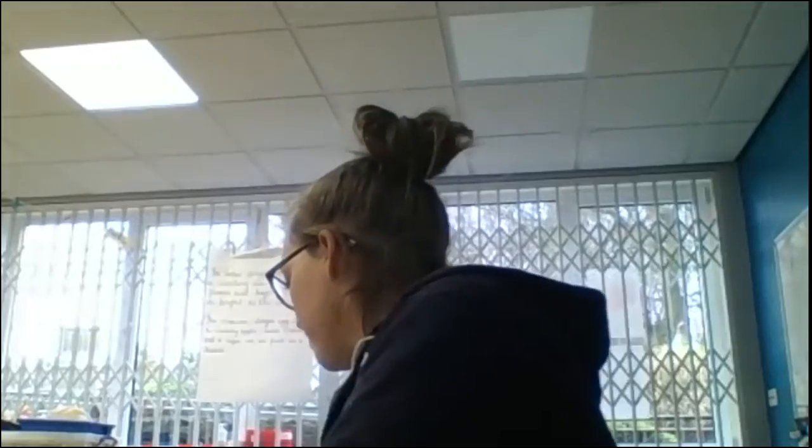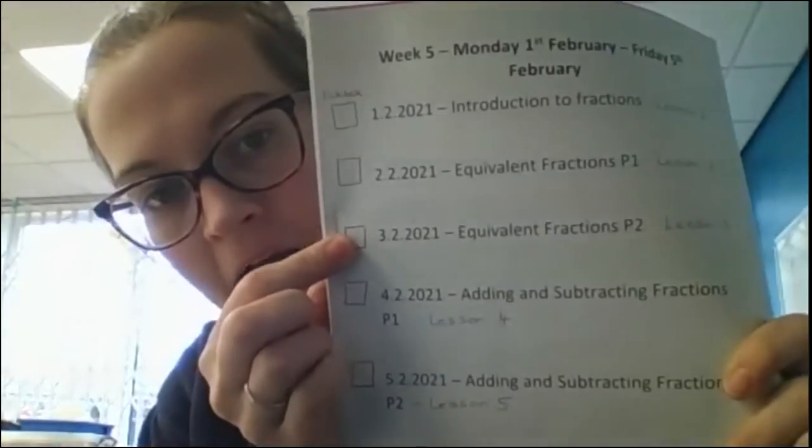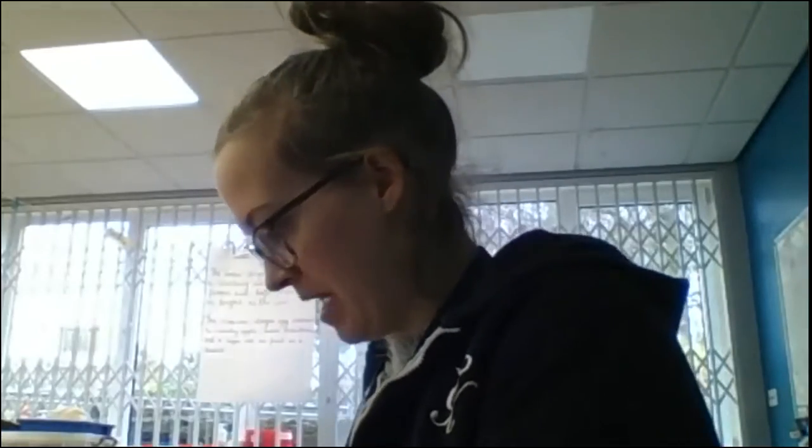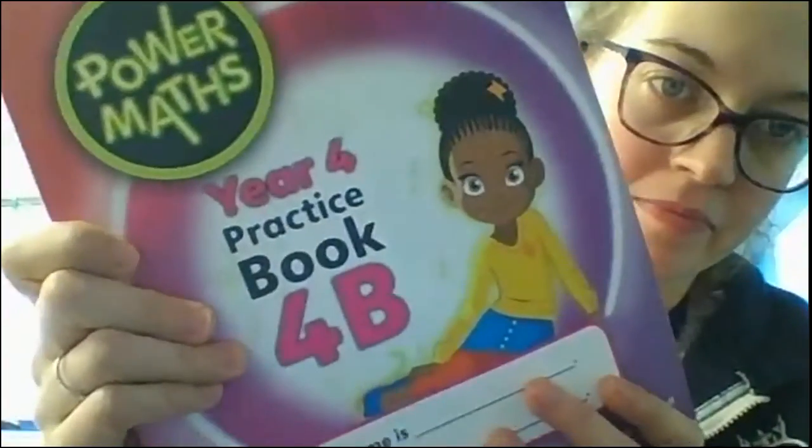And for today's lesson, you are going to need your week 5 booklet. We're looking at equivalent fractions part 2, lesson 3. Let me find it. Oh, there we go. Up in the top corner, it says the 3rd of the 2nd, 2021. So you need that bit. You're also going to need Power Maths Book B, pages 80 and 81. Make sure you've got those things before you start.